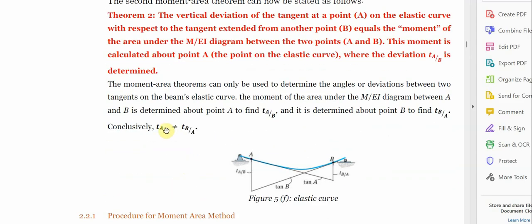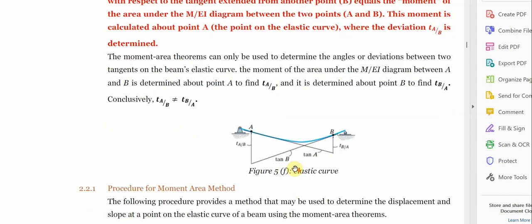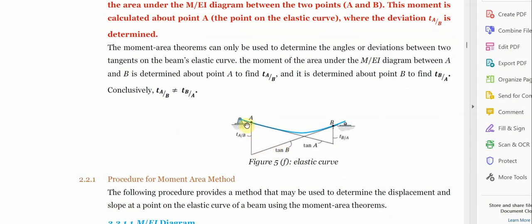But one thing I want us to know is that in this second moment theorem, we have this tangent here, tan A, and this tan B. The displacement from here to here is t of A over B, while the displacement from here to here is t of B over A. However, this t of B over A is different from t of A over B. So that's the main difference between these two. You can see that they are different.